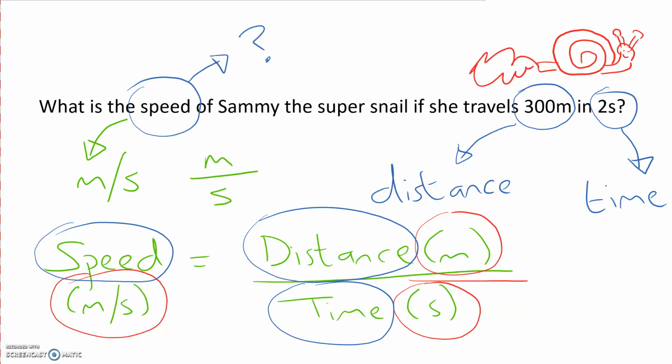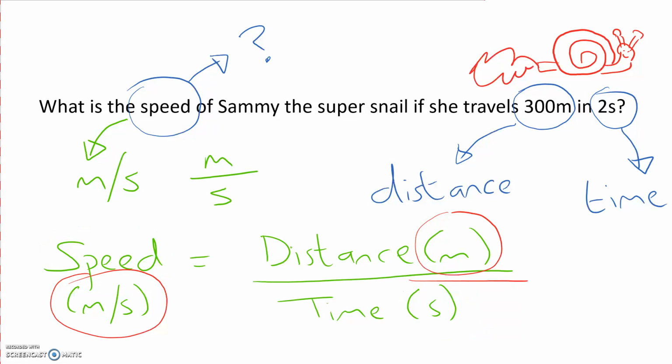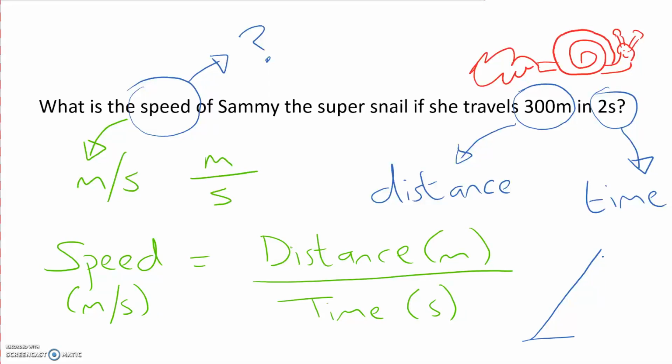The formula has to be speed, meters per second, equals the distance, the meters, divided by the seconds. So we've worked out our formula. It's that the speed is the distance divided by the time, or speed equals distance over time. Now you may find it easier to learn that equation, speed equals distance divided by time. I prefer to work it out from the information we've got there. You might prefer to learn the triangle.